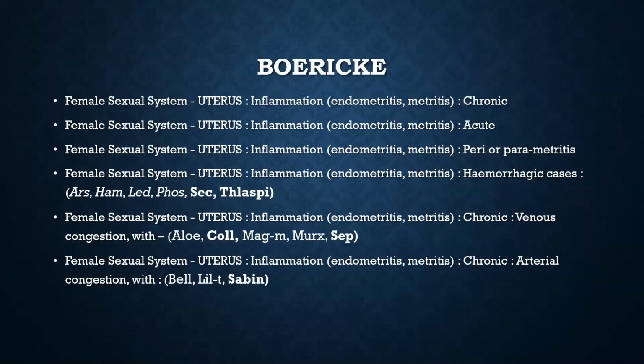Now, talking about endometritis in Boericke's repertory, we'll go to the female sexual system, uterus, inflammation, and in that you will find endometritis, metritis, chronic, and acute. Under that we even have peri- or parametritis. If this comes with hemorrhagic cases, we have those symptoms, so we have the rubrics. If it comes with chronic venous congestion, or chronic arterial congestion, these are the representations of endometritis in Boericke's repertory.